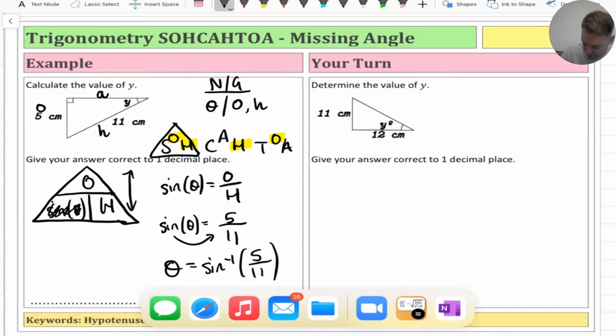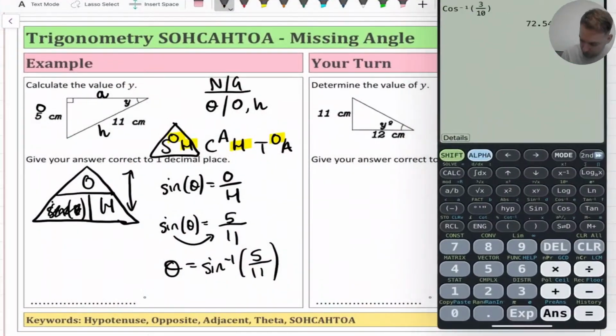So let's work that out on the calculator. Shift sine to the minus 1 of 5 over 11. So theta is equal to 27.0. Brilliant work to everybody who's got that right. It's impressive that. It's hard that. It comes towards the back end of that foundation paper.